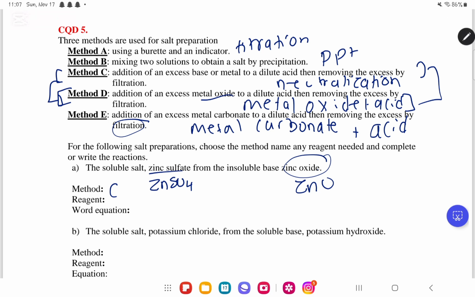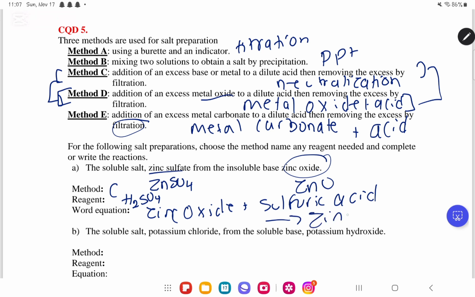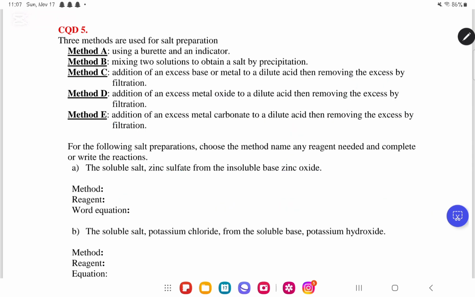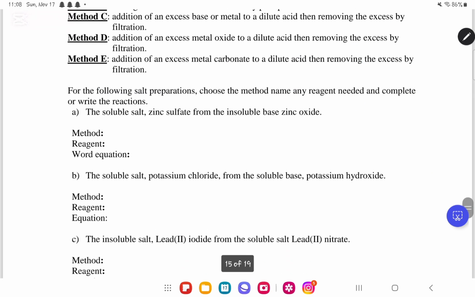Now the reagent, which acid has SO4 in it? H2SO4. Now the word equation is zinc oxide in addition to sulfuric acid will give us zinc sulfate and water.